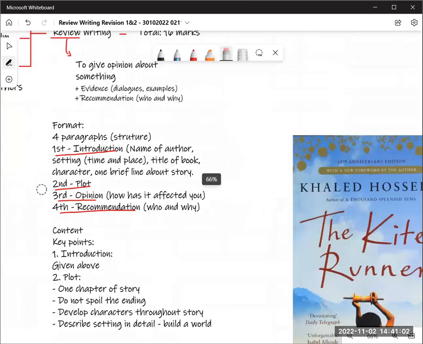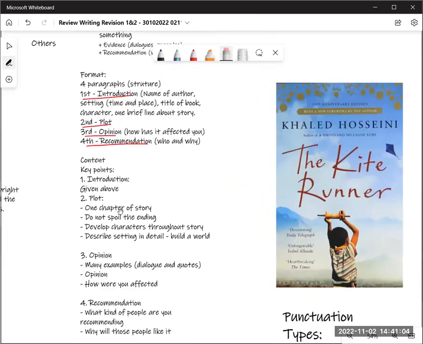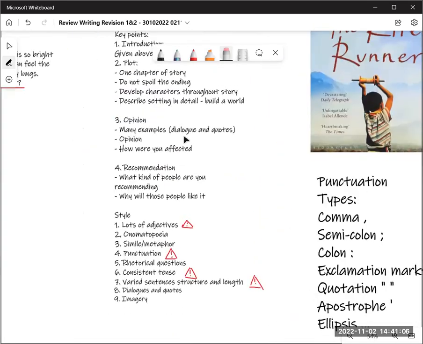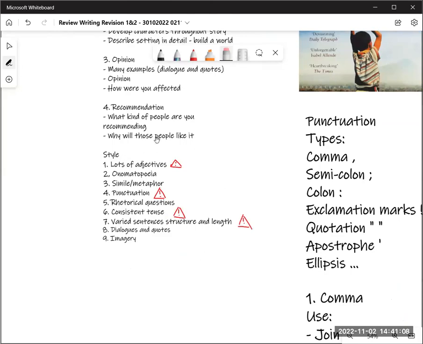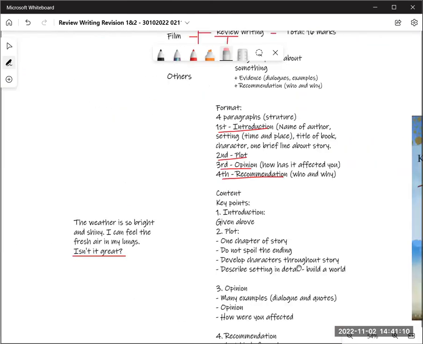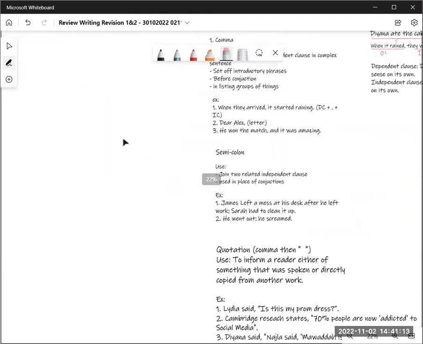Let's start with a few things. We'll try to look at the introduction first, all right? And we'll keep all of these style techniques in it. Firstly, I'll show you a review writing question so we can solve that.